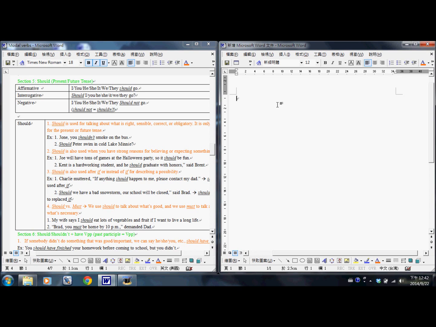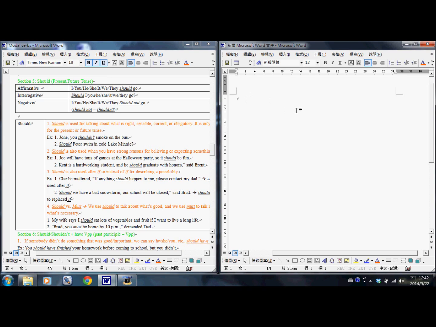Modal verb, section 5: should, present and future tense. Today we're going to talk about how to use should in present and future tense. First, let's take a look at the form of should. As we know, should is a kind of modal verb, so it is always followed by a root verb.